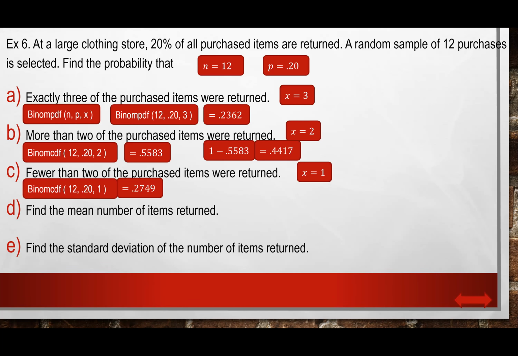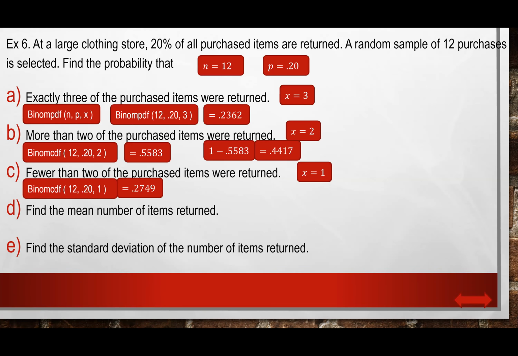So that's why we need to ask ourselves, first of all, to use the PDF is when you find the exact value at one particular point. To use the CDF is when you need to do the accumulation of points. And when you do the accumulation of points, most of the time they will tell you more than something, or less than something, or fewer than something, or greater than something, right? Those are the accumulation of points. So as a reminder, for more than, whatever the answer on your calculator, you have to subtract that from 1, because your calculator can only calculate the item to the left.